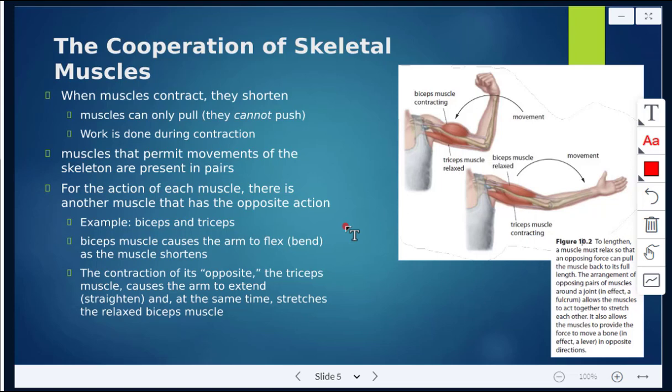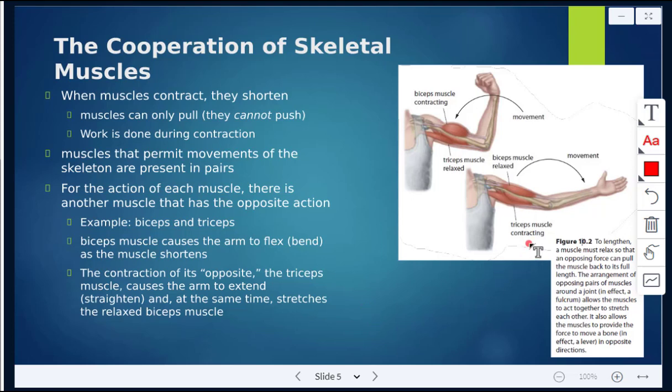The bicep muscle causes the arm to flex or bend. So there's the bicep muscle, and the muscle shortens. At the same time, we can see that the tricep muscle is relaxed. And then when you lengthen your arm, the bicep muscle is relaxed, and the tricep muscle is contracting. So the contraction of opposites is how we see this movement.